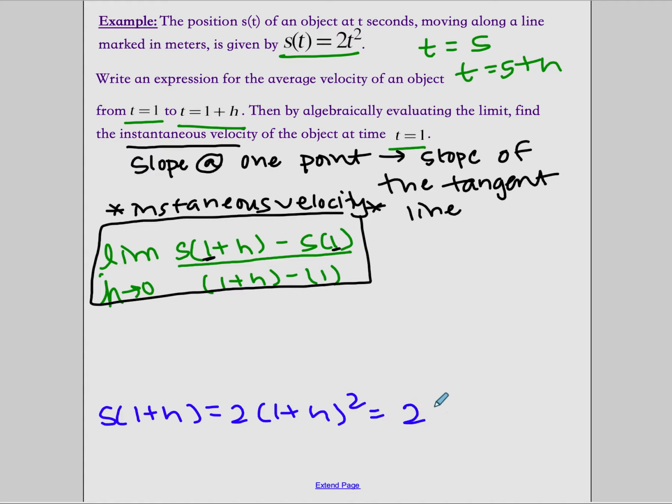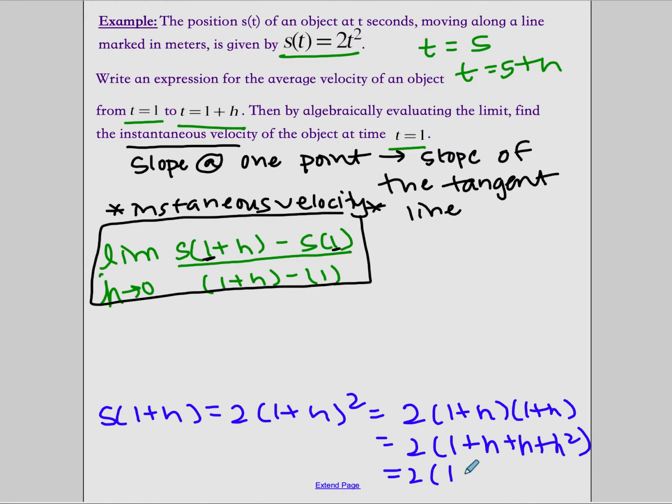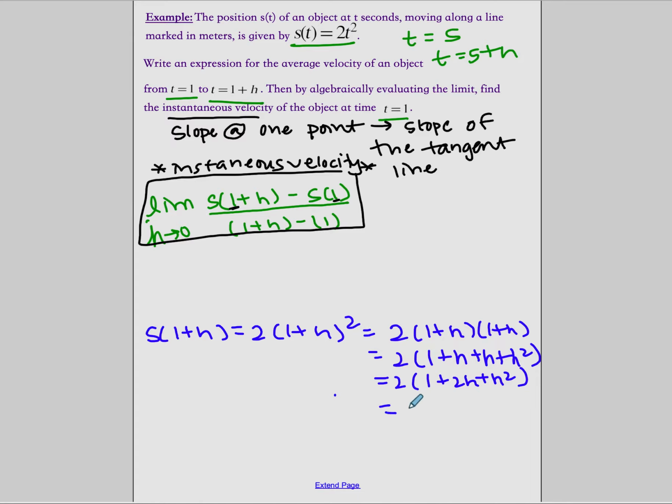And then I would have 2, and remember you've got to write 1 plus h squared twice, and we've got to simplify it. So 2, and then I'd have 1 times 1 is 1, plus h, and then if I distribute this 1, I've got h, and then plus h squared. Okay, so I have 2, and then this is 1 plus 2h plus h squared. And then finally I would distribute my 2, so this would be 2 plus 4h plus 2h squared.